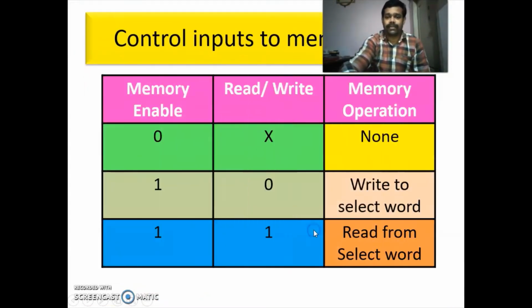Now control inputs to the memory chip. When the memory enable is 0, then no operation can be done. When memory enable is 1 and you are giving 0, then a write operation can be done, we can write some data into the memory. Similarly, when the memory enable input is 1 and we are giving 1, then we can read some information from the memory.